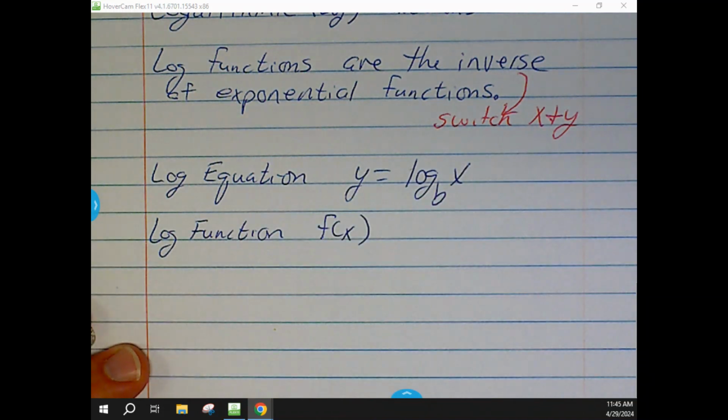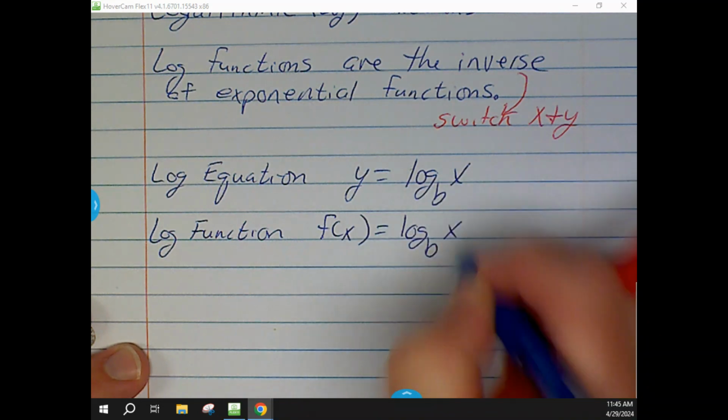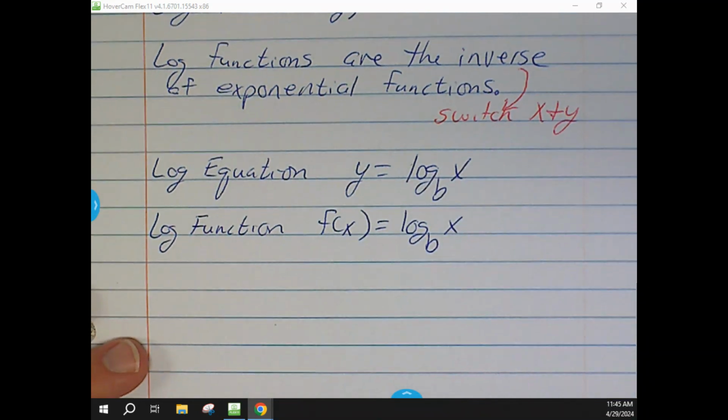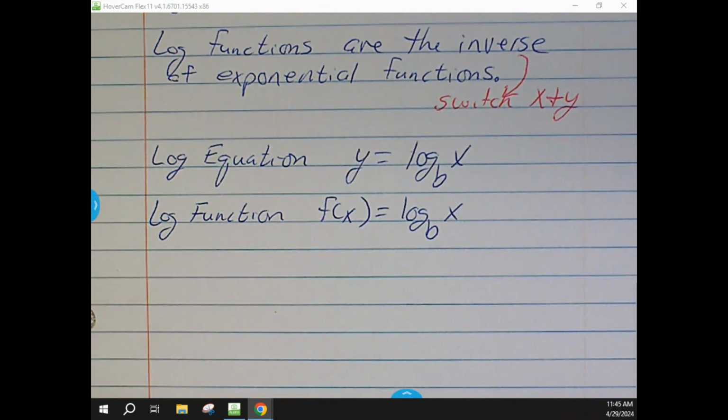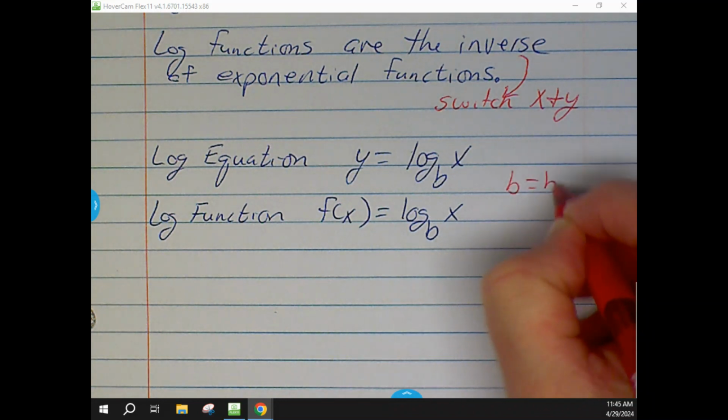If you talk about a function, well, instead of y equals, we just put f of x equals. And then it looks the exact same after that. And again, with either one of these two, b is your base.